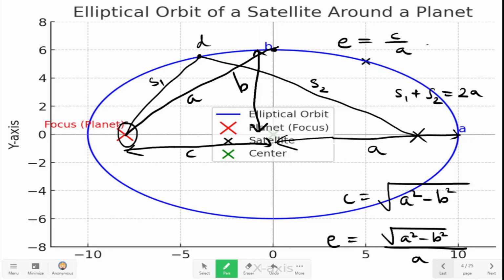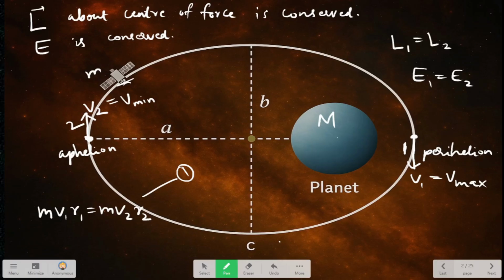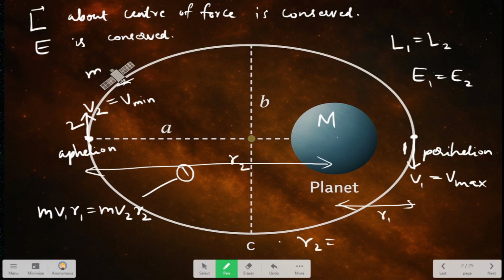Now coming back to our figure, this distance is R1, R2, and this distance is R1. You can see that R2 is equal to the semi-major axis A plus the distance from the focus to the center, which is C. This is equal to A plus E into A, because E is equal to C by A.